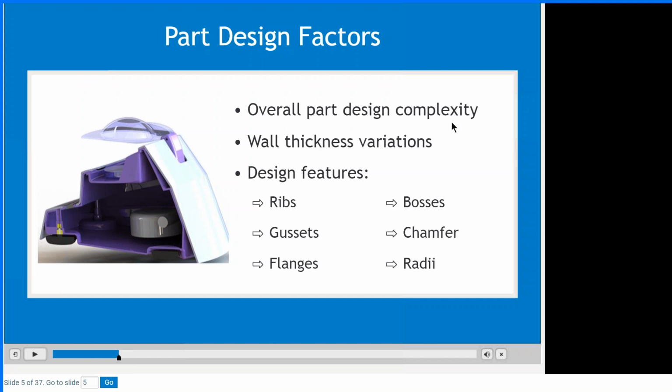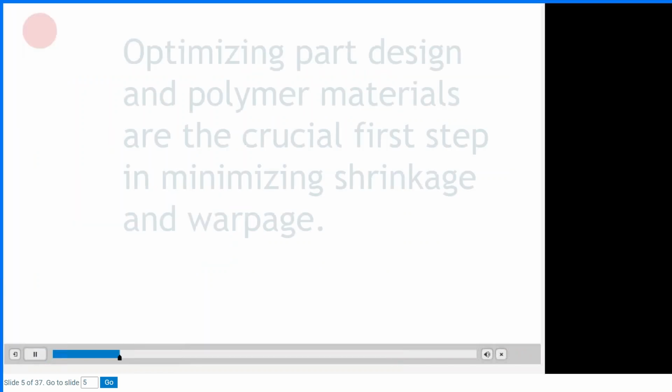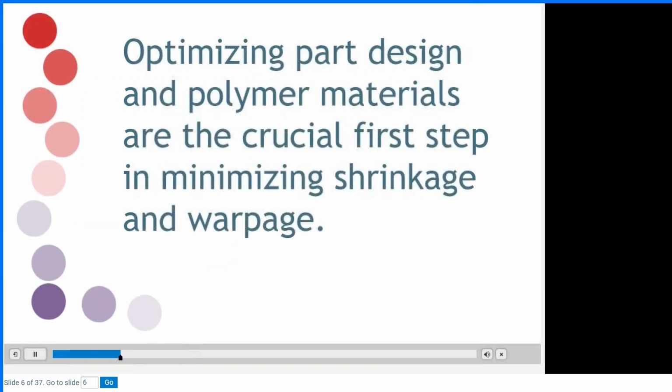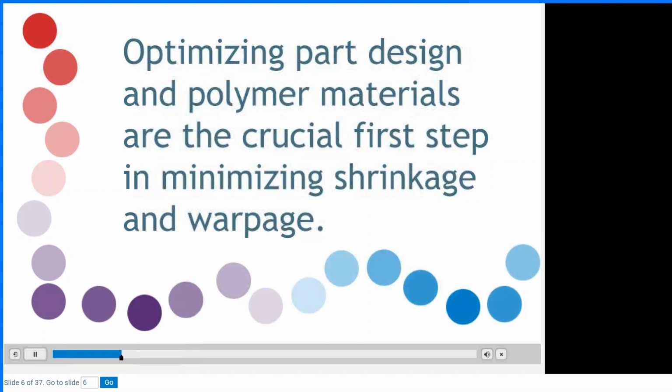Yeah. So the part features and the overall wall thickness variation in the part is really key to optimize a part design in combination with the material to avoid designing warpage into the part. You're supposed to design it out, not in. Be careful. Optimizing part design and polymer materials are the crucial first step in minimizing shrinkage and warpage.